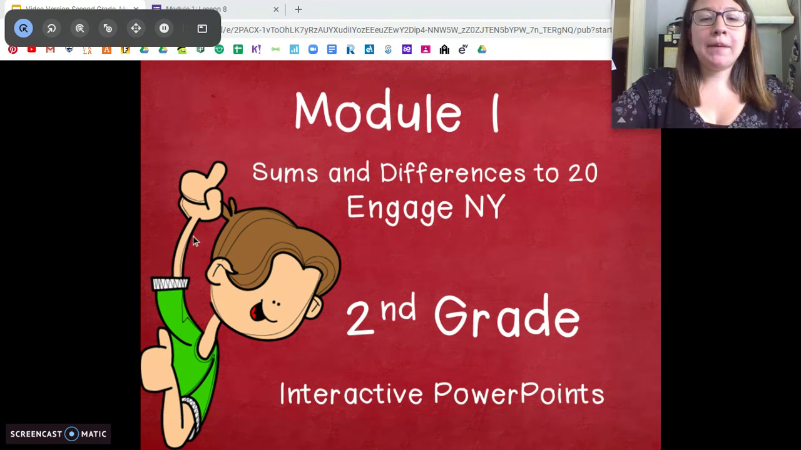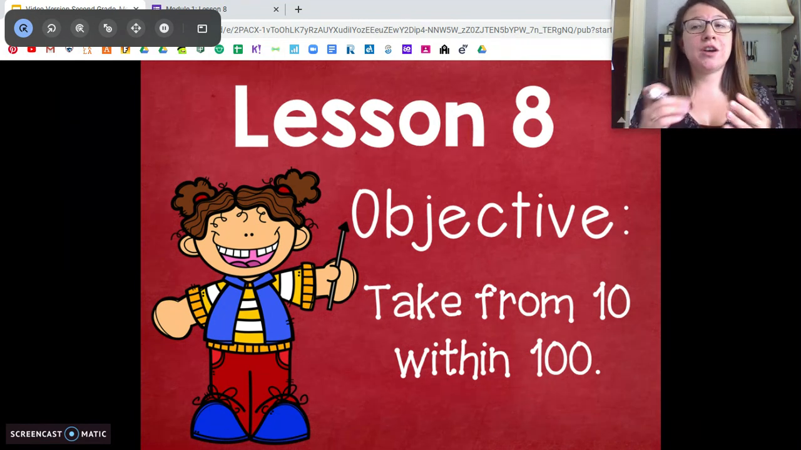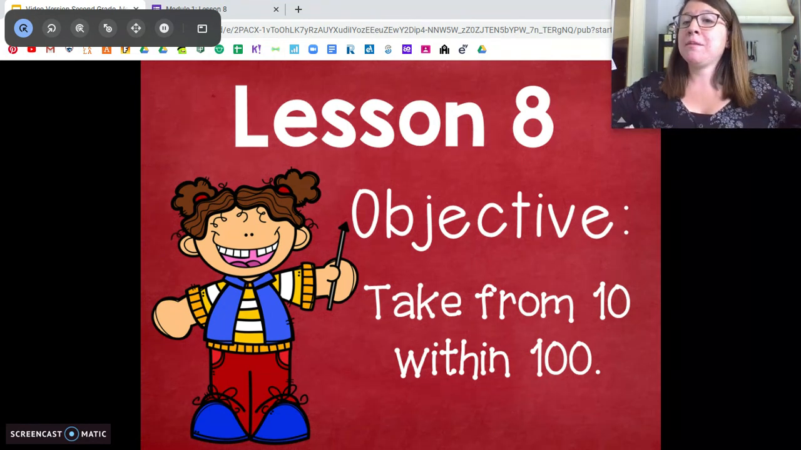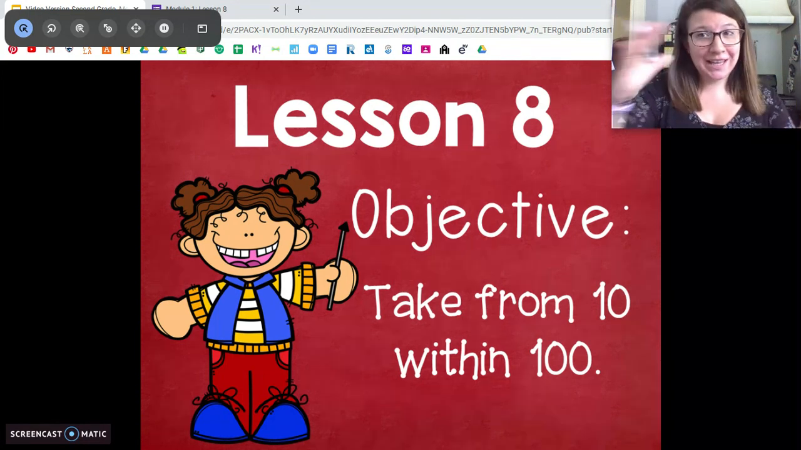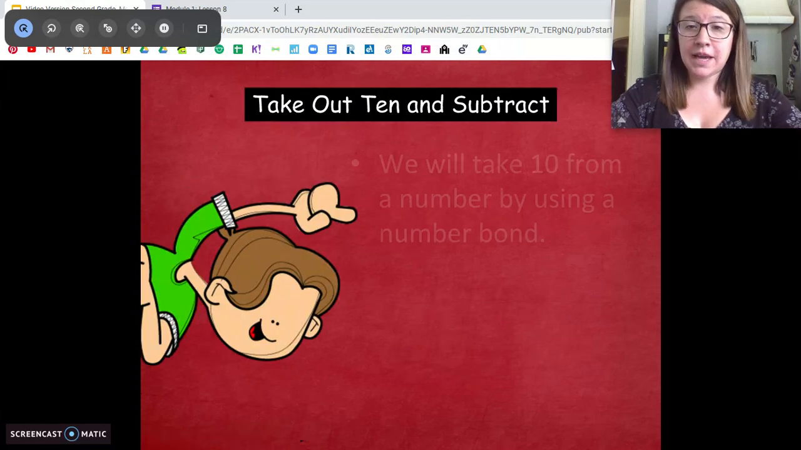We're going to be wrapping up and talking about what we've been doing with the take from 10 strategy. We're going to be using numbers that we talked about yesterday, like numbers under 20. We're going to talk about our multiples of 10, and we're also going to extend that a little bit and talk about any number between 100 and 0, using that take from 10 strategy. To start, we're going to start with our multiples of 10.